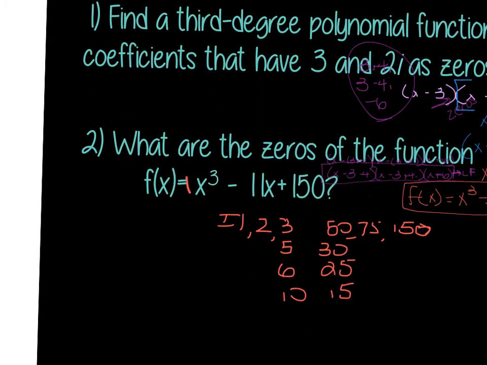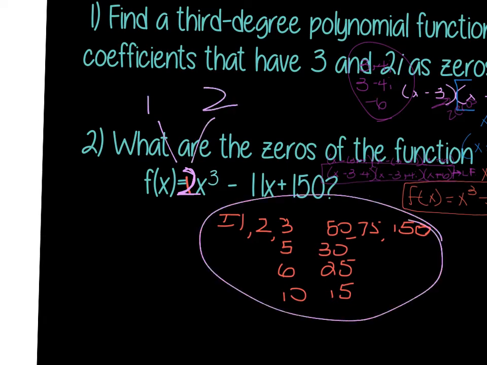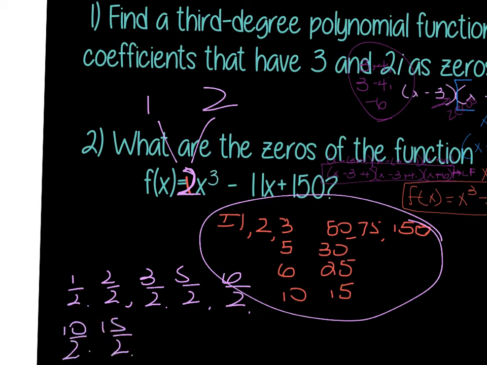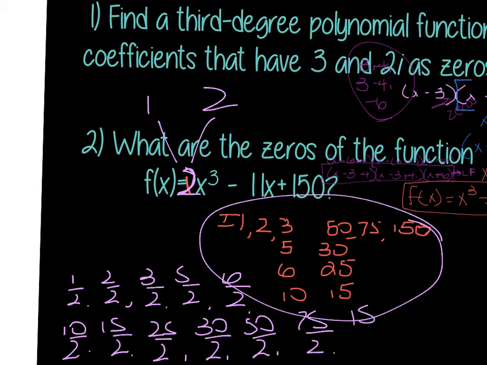All right, so the question comes up, what happens if there's not a 1 in front of my x to the third? So let's say it's a 2, okay? When I'm finding my possibles, I would put all of the factors of the last over 1, which I did here, and then I'd go back and put all those factors over 2. So I'd get 1 over 2, 2 over 2, 3 over 2, 5 over 2, 6 over 2, 10 over 2, 15 over 2, 25 over 2, 30 over 2, 50 over 2, and 75 and 150 over 2. And then I would go through and reduce those as much as I can.